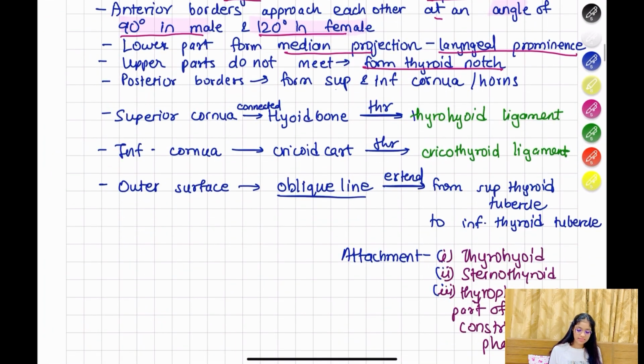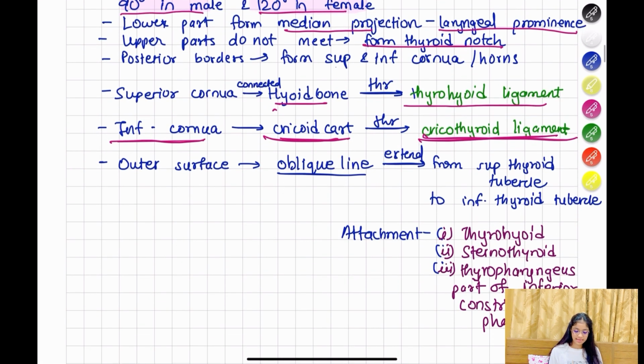Superior cornua is connected to hyoid bone through thyrohyoid ligament. Very easy. See, larynx is actually easy. You don't have to make efforts to remember it, because the part that it is connected to, both those names will come in it. Superior cornua is connected to hyoid bone, so the superior horn of thyroid cartilage is connected to hyoid bone through the thyrohyoid ligament. Inferior cornua is connected to cricoid cartilage through the cricothyroid ligament.